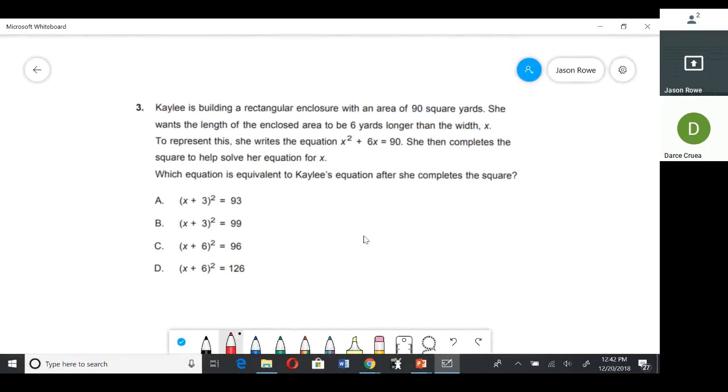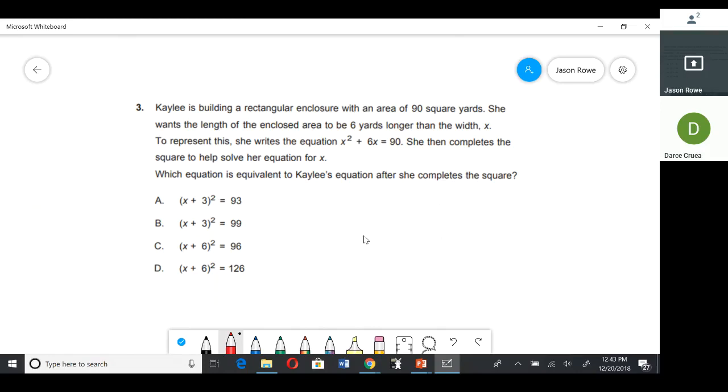All right. So Kaylee is building a rectangular enclosure with an area of 90 square yards. She wants the length of the enclosed area to be 6 yards longer than the width. To represent this, she writes the equation x squared plus 6x equals 90. She then completes the square. That's something we've got to talk about to help her solve the equation. Which equation is equivalent to Kaylee's equation after she completes the square?